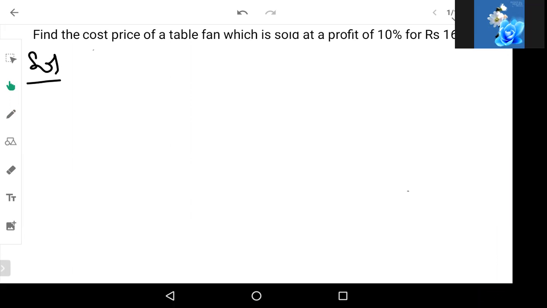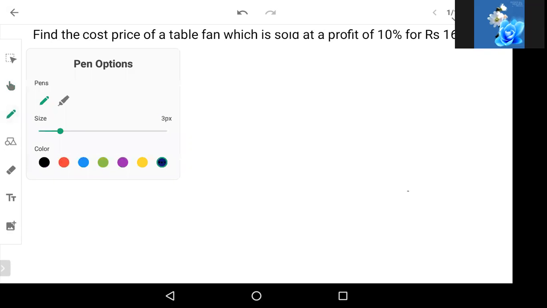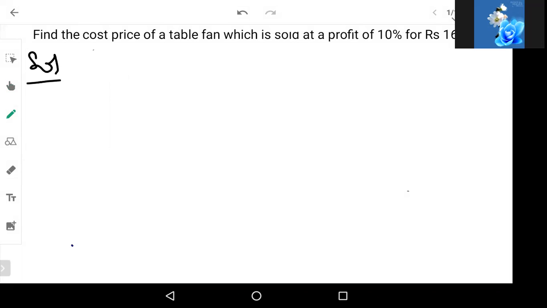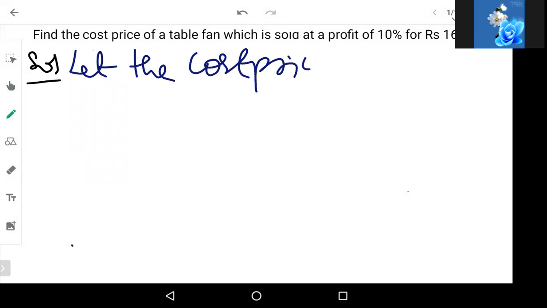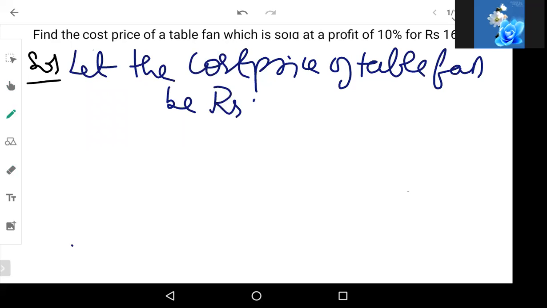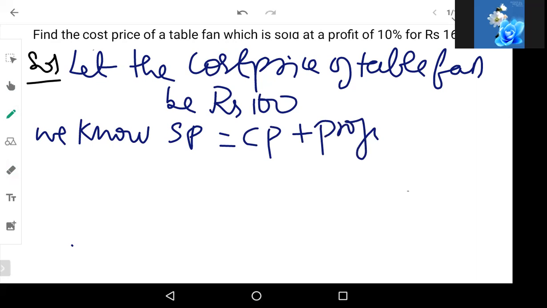Okay. Now, since it is percentage that is given, let us assume the cost price to be 100 and we will calculate like how we calculated the previous question in a similar way. So let the cost price of table fan be rupees 100. So we know selling price is equal to cost price plus profit. Okay, we know that selling price is equal to cost price plus profit.